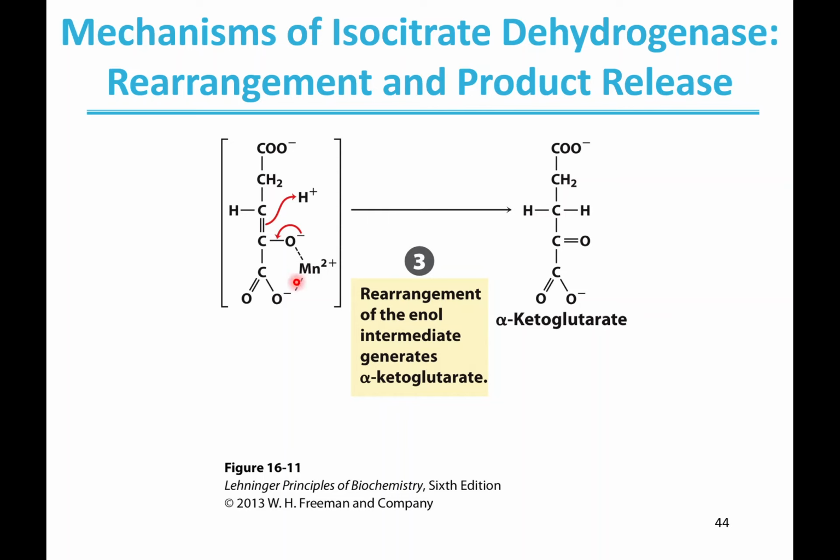Then you get the enol intermediate, which can undergo a rearrangement, and that generates alpha-ketoglutarate. If we look at alpha-ketoglutarate, it's a 5-carbon molecule, 1, 2, 3, 4, 5, with carboxylic acid groups on both ends. It's asymmetric in that there's one carbonyl that's close to one of the ends, and then 2 methylene groups.